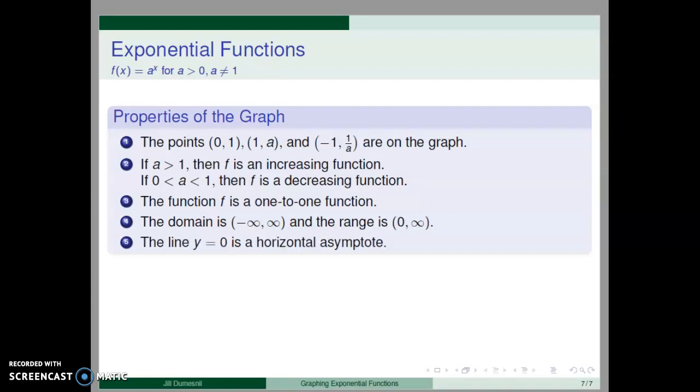And finally, the line y equals 0, or the x-axis, is a horizontal asymptote of the graph. An asymptote is a line that the graph gets arbitrarily close to.